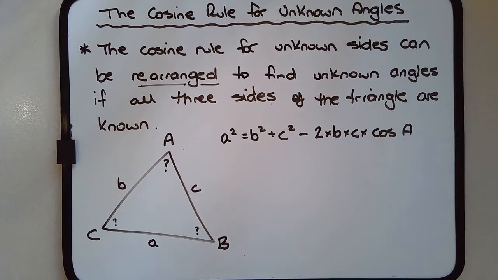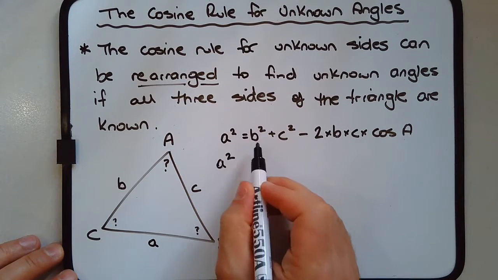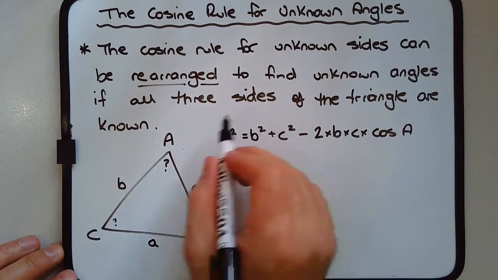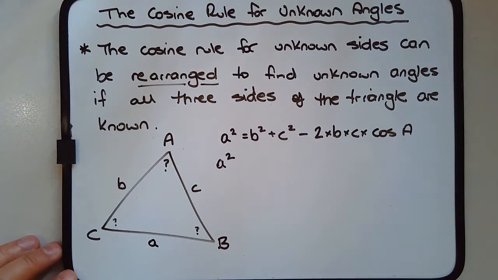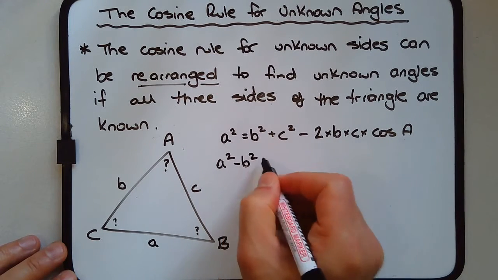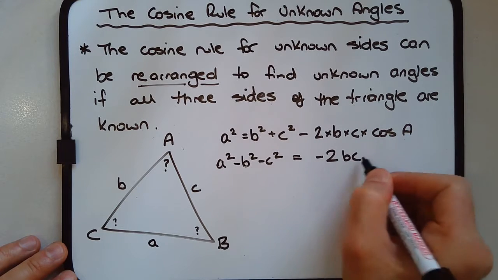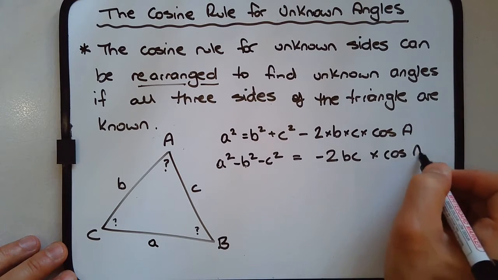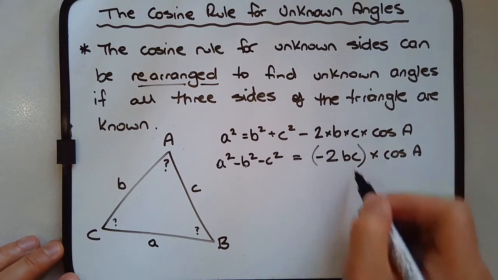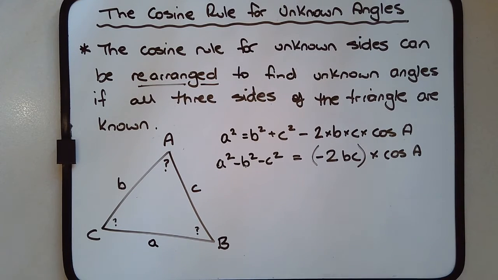So let's do that. We'll start off with A squared. We're going to subtract B squared and C squared. We're going to move them over and it becomes a subtraction. So we're going to subtract B squared and C squared from A squared: A squared minus B squared minus C squared is equal to negative 2BC multiplied by cos of A. Now I'm going to put the negative 2BC in brackets. It's going to make it a bit easier to explain what I'm about to do next.